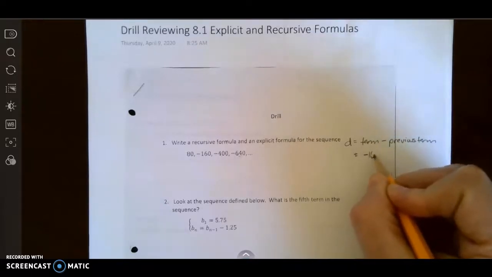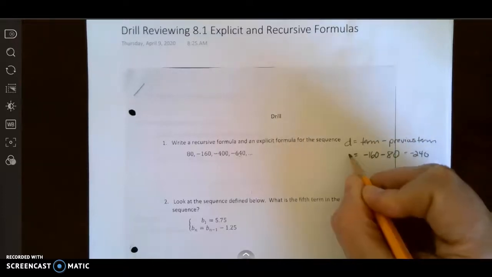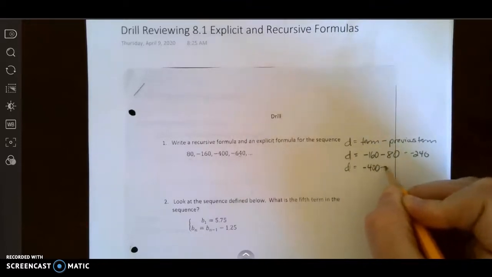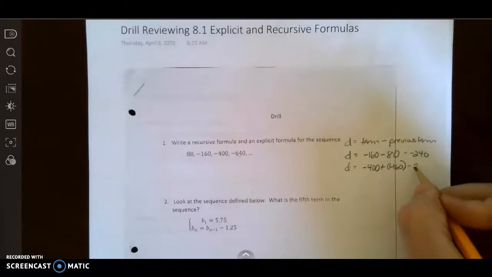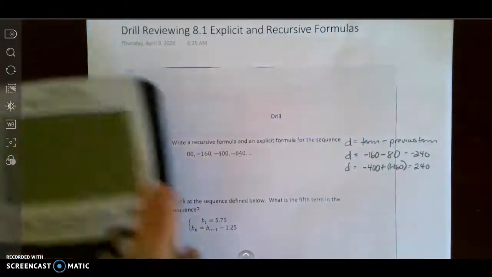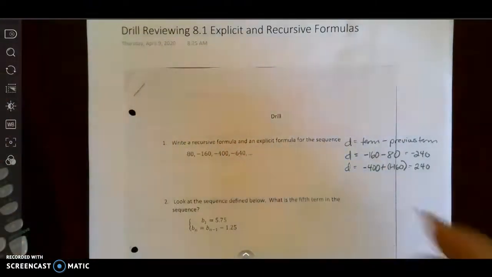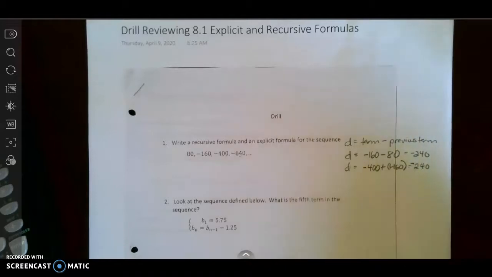So that would be negative 160 minus 80, which would be negative 240. I'm going to try it with another set, negative 400 minus negative 160. Ends up being plus, so I also get 240. Show you on my calculator. Negative 160 minus 80, or negative 400 minus negative 160, negative 240. So I'm feeling pretty confident that my constant difference is negative 240.